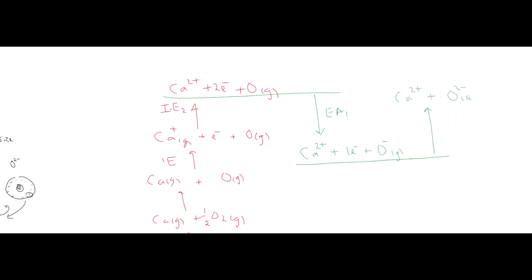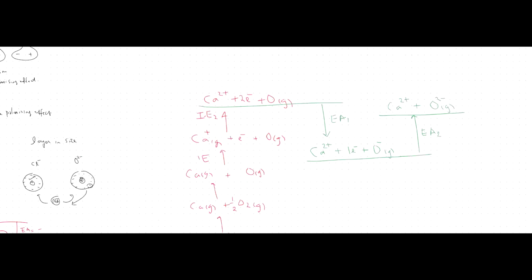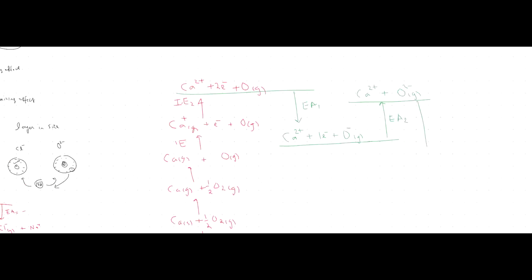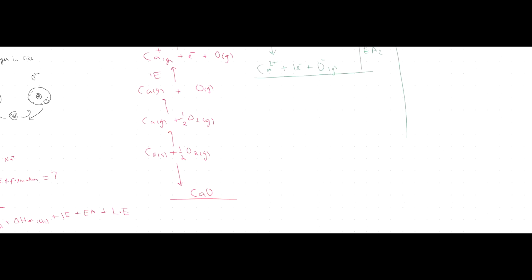Gaseous. Why have I drawn an upward arrow? Because the second electron affinity is always positive, so the arrow must be shown in an upward direction. And then from here, the arrow will move directly downward to the starting point. This is our lattice energy of formation.